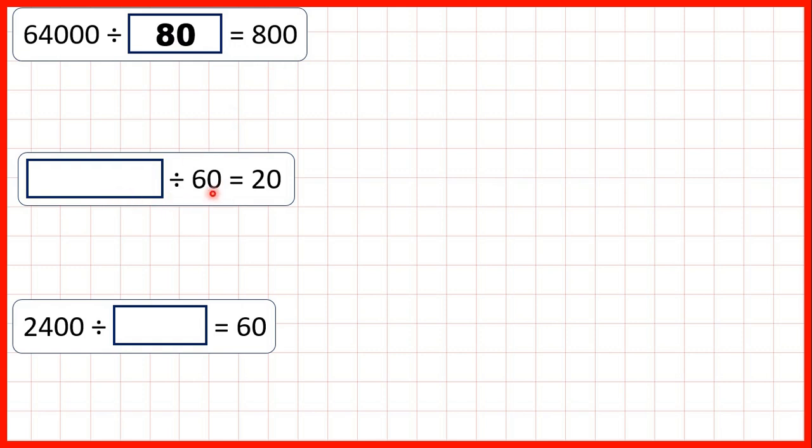Something divided by 60 equals 20. Well, 2 times 6 is 12, but then we need two end zeros. That's because one of our end zeros gets cancelled by our divisor, but then we still have an end zero in the dividend, so we have an end zero in our quotient. 120 divided by 6 is 20, so 1,200 divided by 60 is also 20.